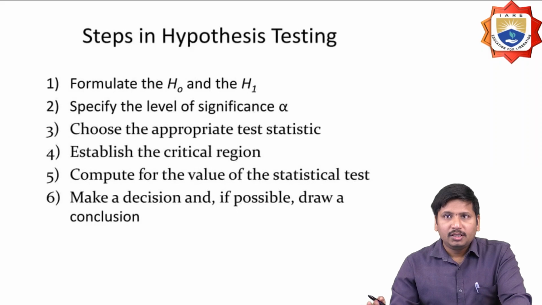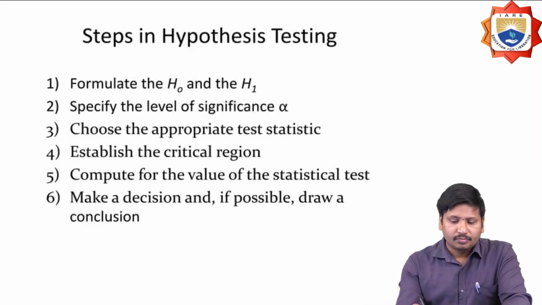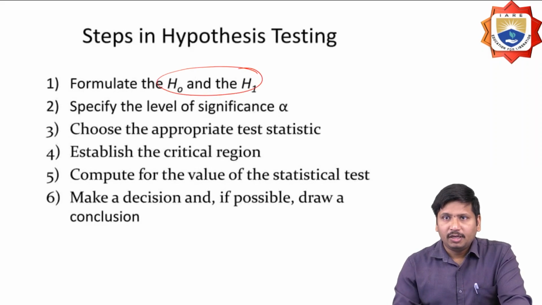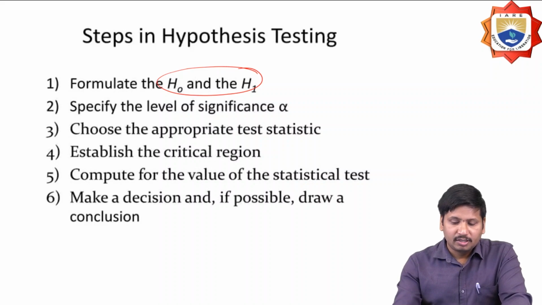So normally these are the steps involved in hypothesis testing: formulating H0 and H1, which is the main thing, specifying the level of significance, choosing the appropriate test statistic, establishing the critical region, computing the value of the test statistic, making the decision, and drawing the conclusion. These are the steps I explained now.